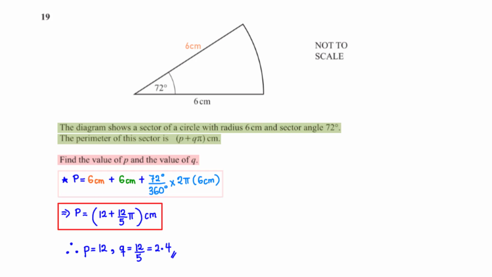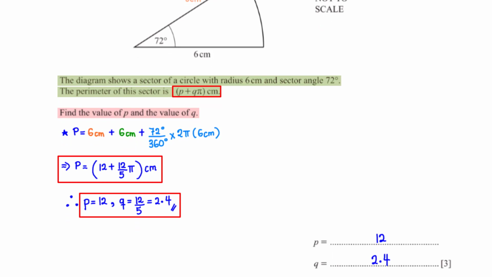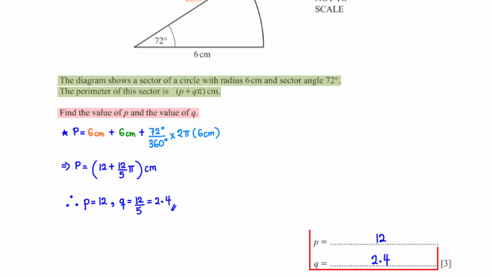6 plus 6 is 12. 72 degrees over 360 degrees times 2 pi times 6 simplifies to 12 over 5 pi. When we compare this to what was given in the question, we see that p is 12 and q is 12 over 5, which is the same as 2.4.